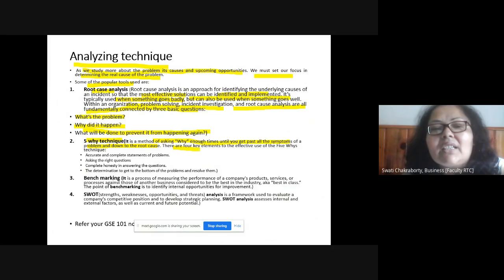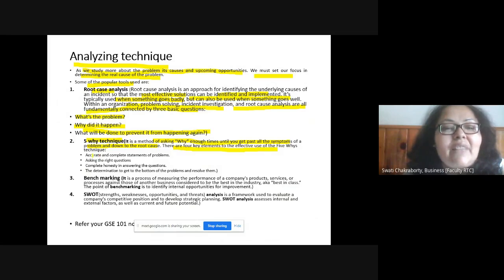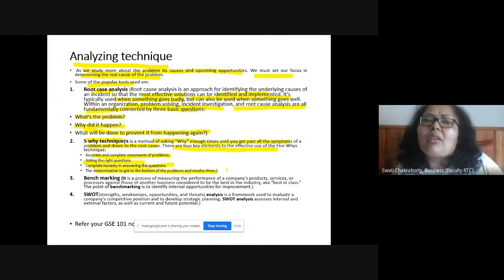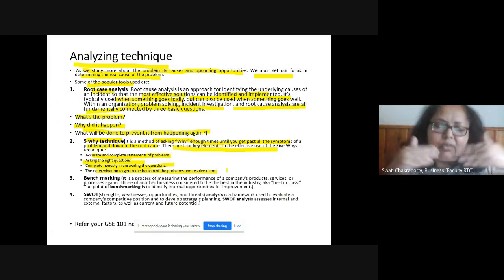And there are 4 key elements which can be used to make the 5 Why technique very effective. First is to get an accurate and complete statement of the problem, asking the right question, that is important. Then complete honesty in answering the questions. The person who's answering this has to be clearly honest, right? And the determination to get to the bottom of the problem and resolve it. You should be very much focused that you have to go to the main cause of it.